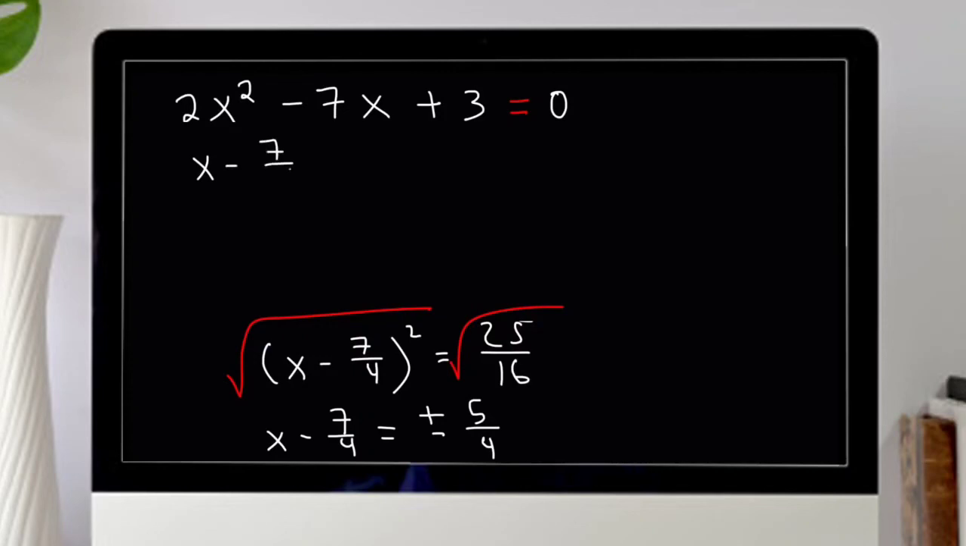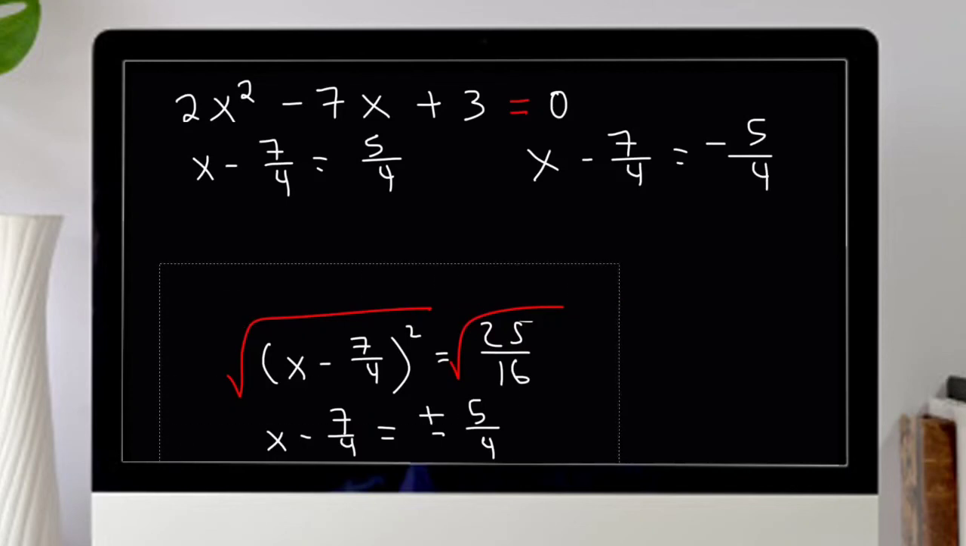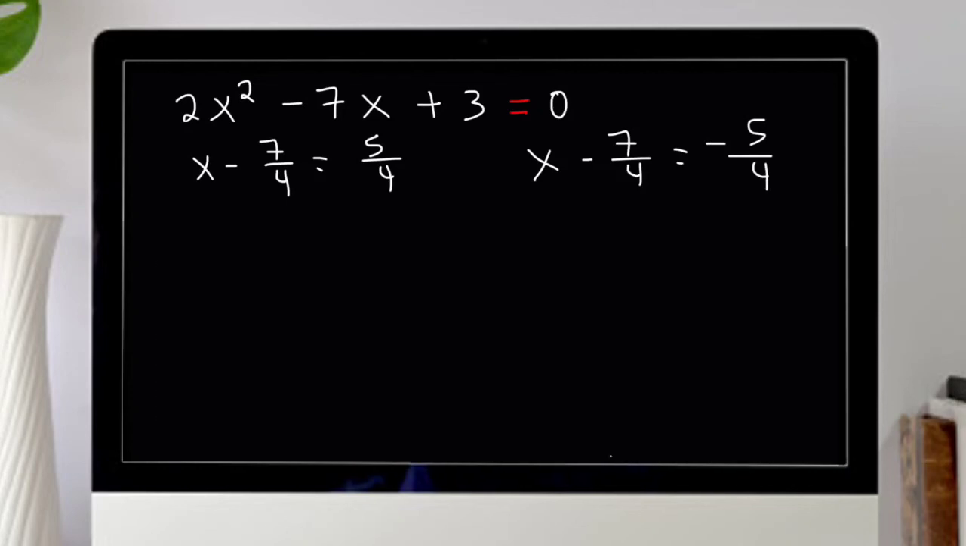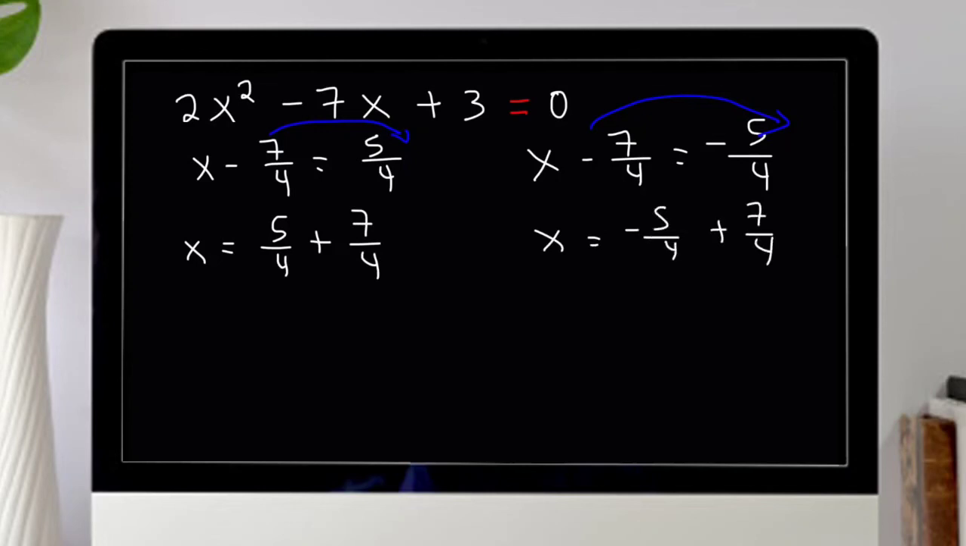So now we can write two equations. x minus 7 over 4 is equal to positive 5 over 4, and it's also equal to negative 5 over 4. So now let's move the negative 7 over 4 to the other side, where it's going to become positive 7 over 4. So x is 5 over 4 plus 7 over 4, and it can also be negative 5 over 4 plus 7 over 4.